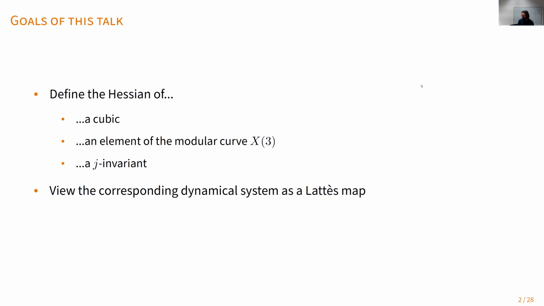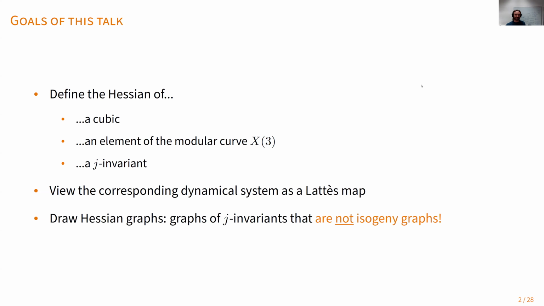And in particular, we will try to see what happens if you keep iterating the Hessian operation over the j-invariants. And what we found out, or actually rediscovered, as I will later explain, is that this map is a so-called Lattès map. So it falls under a family of maps that are quite well understood. And this will allow us to understand how to draw these graphs more precisely, which will constitute the last part of the talk. So again, I repeat the disclaimer that these are not isogeny graphs. We are still trying to understand if there is any relation between Hessian graphs and isogeny graphs, but this is still probably part of the open problems that we are looking at.